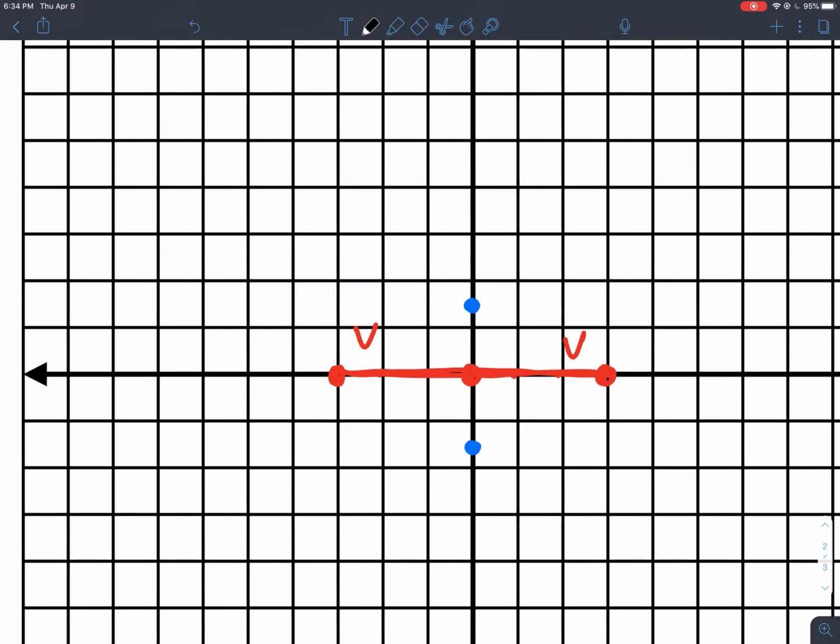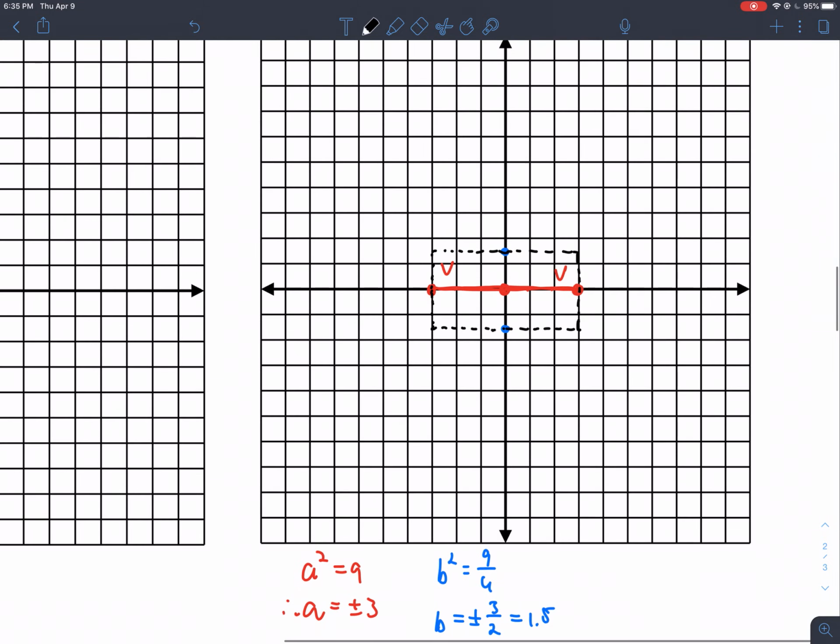And then what you do is just draw the box now. These 4 points form a rectangle that I can use to draw my asymptotes. So we're basically doing all of this just so that I can draw the rectangle that helps me draw my asymptotes. Okay, so we have that. So now I'm going to draw the asymptotes using the little box.